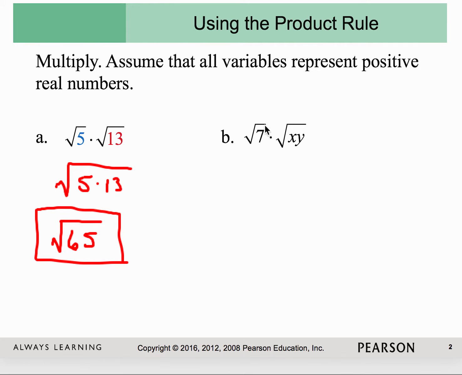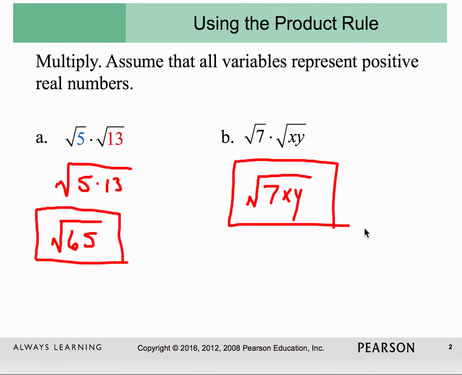Same thing here. Since I can't do the square root of 7 and I can't do the square root of xy, at least I can simplify that since it's only being multiplied and put them under the same radical sign.